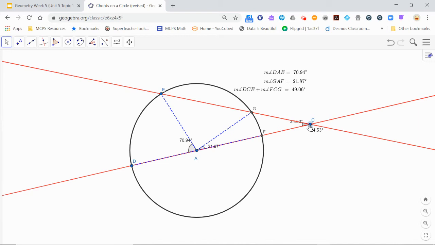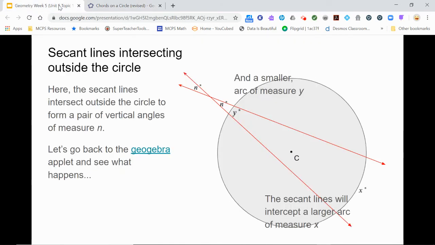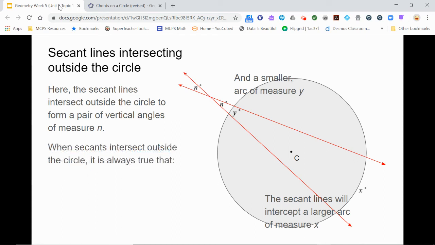We see that the sum of the measures of the two vertical angles is not equal to the sum of the measures of the central angles, but rather the difference. So, when secants intersect outside the circle, 2n is equal to x minus y, and n is equal to (x minus y) divided by 2. Pause here so you can record this formula on your capture sheet.